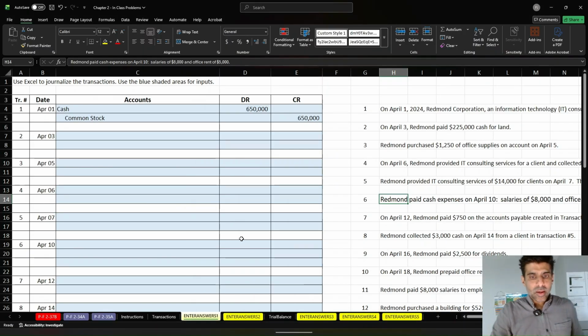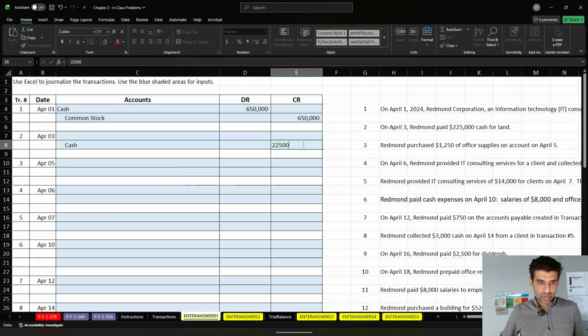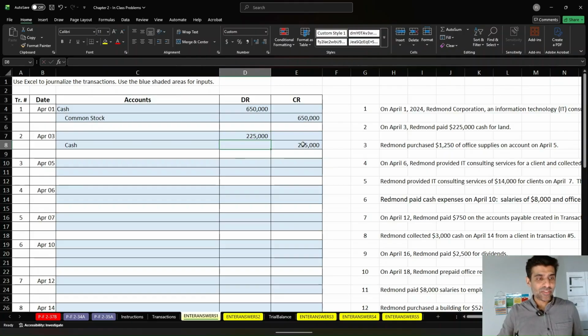Okay, so on April 3rd, the company paid cash for land. Is cash going up or down? Down, right? Cash, an asset, going down, that's going to be a credit. So I'm going to credit cash, and I'm going to debit. What am I getting for that land? Or sorry, for that cash?